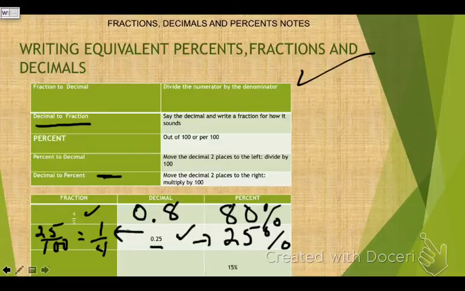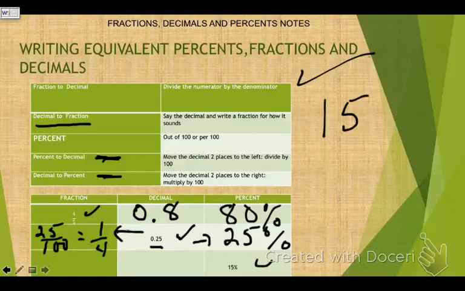Hey, here we go, one more. Now we're going to take a percent and change it to a decimal. Let's see, percent to decimal goes right here. So you're going to move the decimal 2 places to the left, or you're going to divide by 100. Okay? So here it is, 15%.